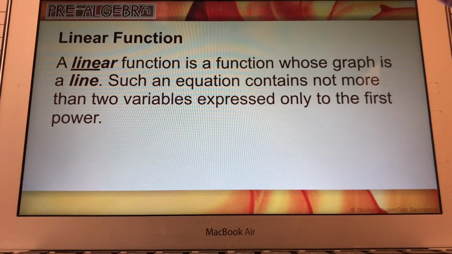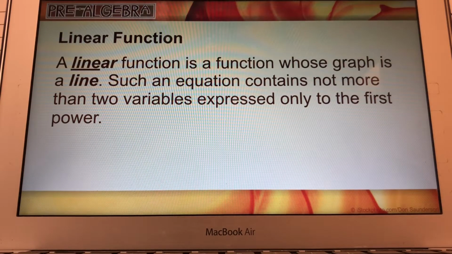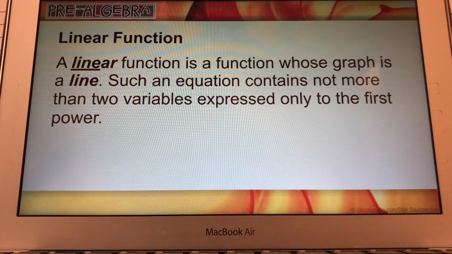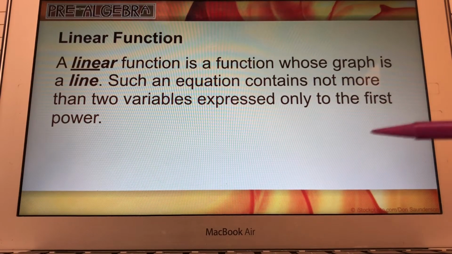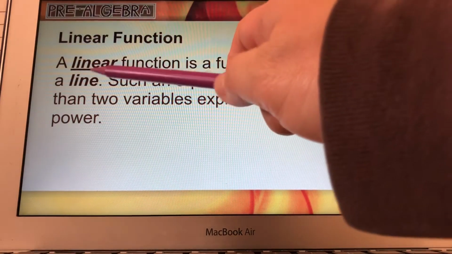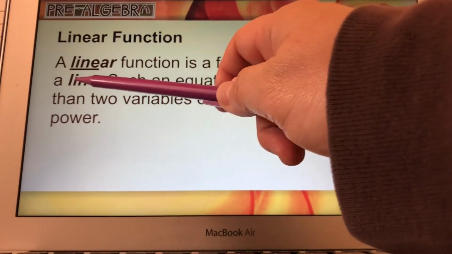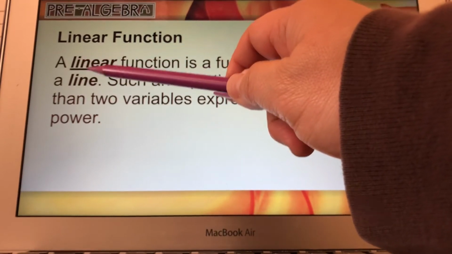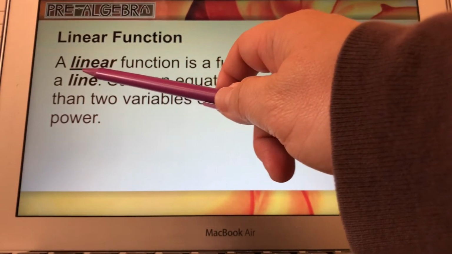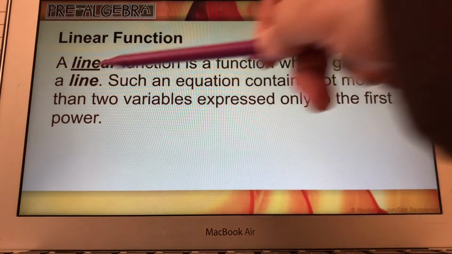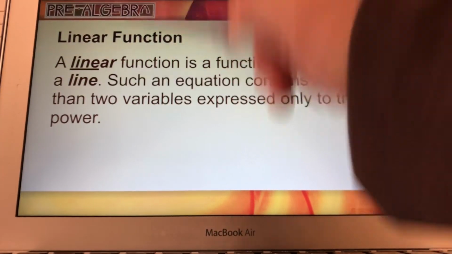A linear function is a function whose graph is a line. Such an equation contains no more than 2 variables expressed only to the first power. So your x's, your y's, your k's, or l's, or m's, those are all to the first power. Nothing squared, nothing cubed, or 4th power, 5th power, and so forth. Notice here, to help you remember this, linear function. Linear, line, comes from this word linear, okay? And so that will hopefully help you. The graph is going to be a straight line in a linear function.